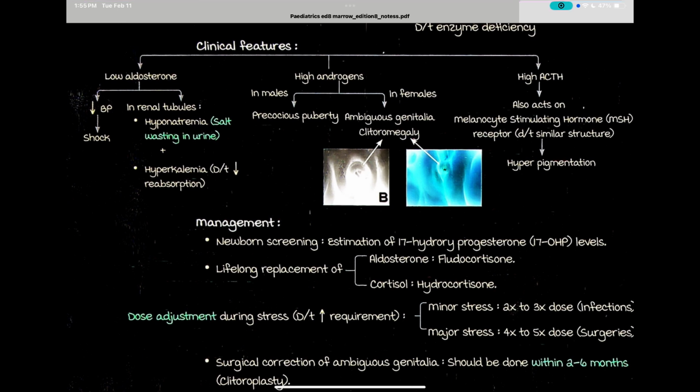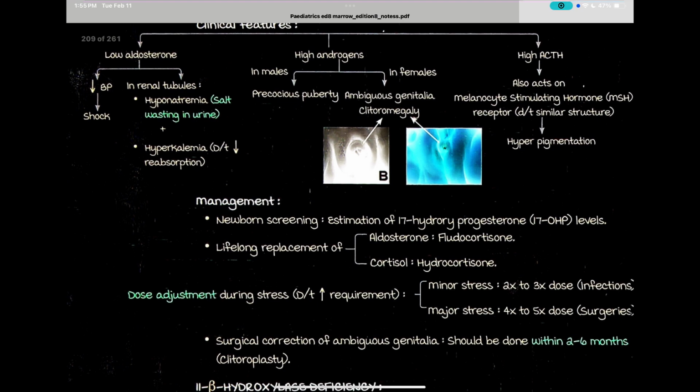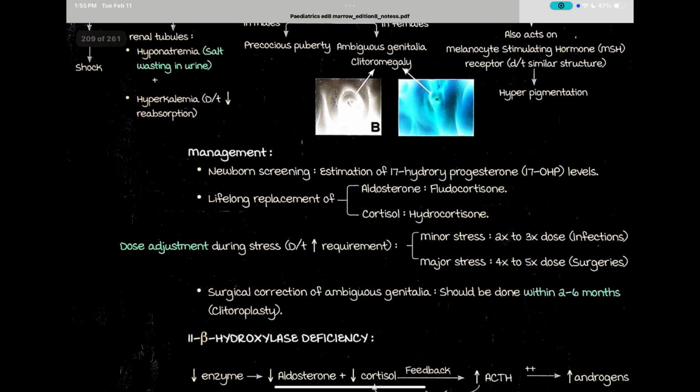High androgens occur in males and in females. In males, it can cause precocious puberty. In females, it causes ambiguous genitalia and clitoromegaly. High ACTH also acts on the melanocyte stimulating hormone (MSH) receptor due to similar structure, and there is higher pigmentation.